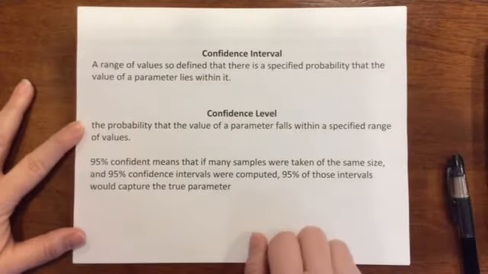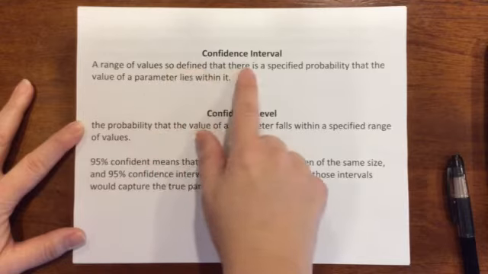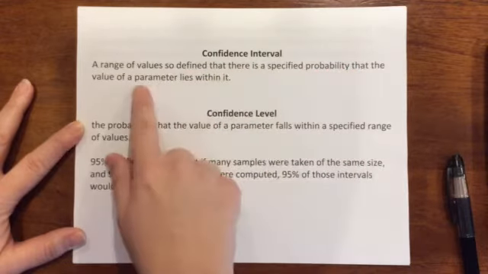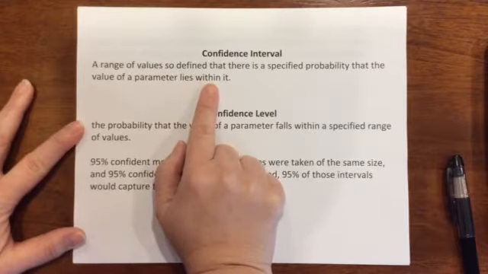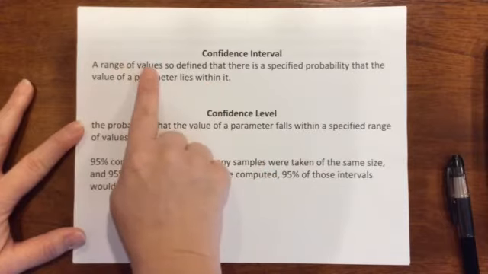The definition of a confidence interval is a range of values so defined that there's a specified probability that the value of a parameter lies within it. What that means is you're going to write a confidence interval because you may not know what the parameter is. Remember, a parameter is a number that describes the population. So maybe you wanted to know what percent of people like chocolate milk. Well, you can't really go around and ask everybody in the United States, do you like chocolate milk? So instead, you're going to take a sample and use that sample to estimate something about the population. So you're never going to get an exact answer, but you're going to get a range of values.